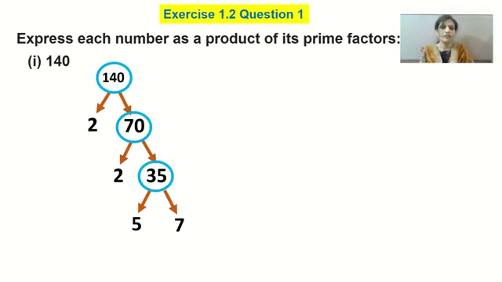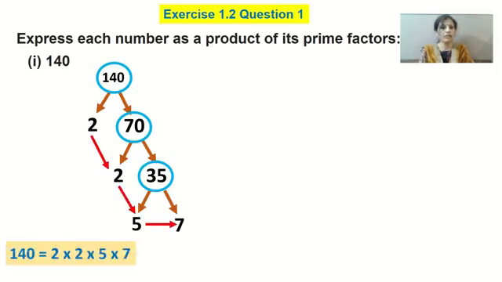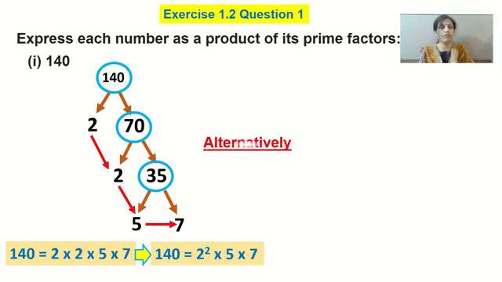So we observe that the factors of 140 are 2 into 2 into 5 into 7. We will write 140 is equal to 2 into 2 into 5 into 7. Now since 2 occurs 2 times, we can also write it like this: 140 is equal to 2 square into 5 into 7.